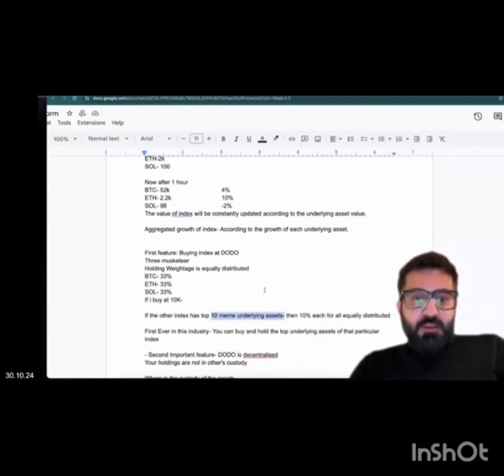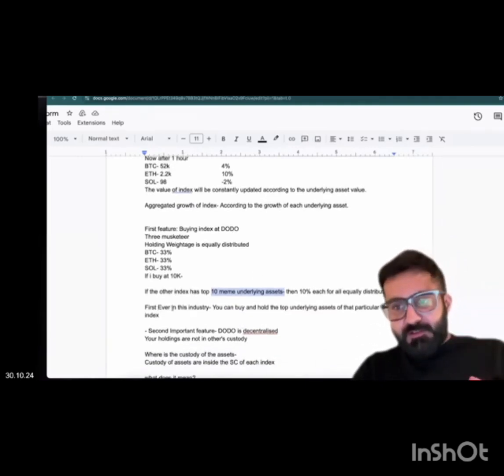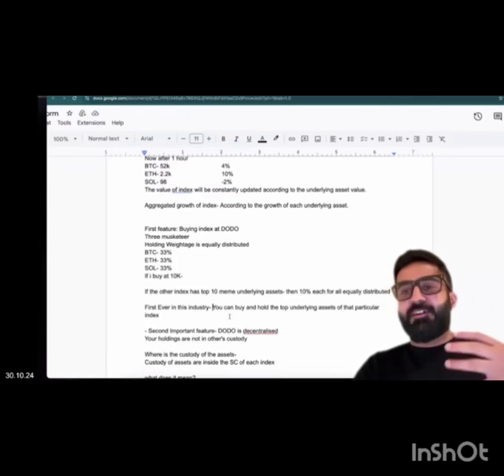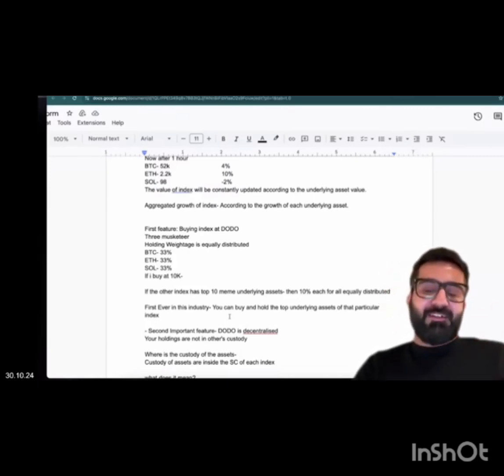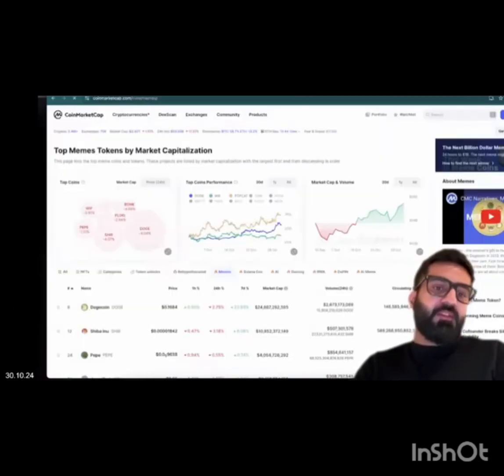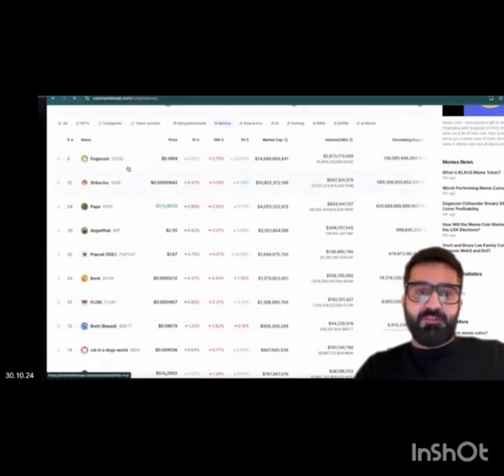Okay, so this is the first ever feature in the industry, that you can buy and hold the top underlying assets of a particular index. Let me explain this so that it will be easy to understand. This is the first ever feature. That means what? Let's say you buy the index of the top 10 meme coins.